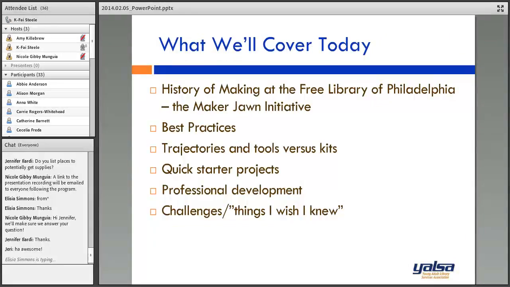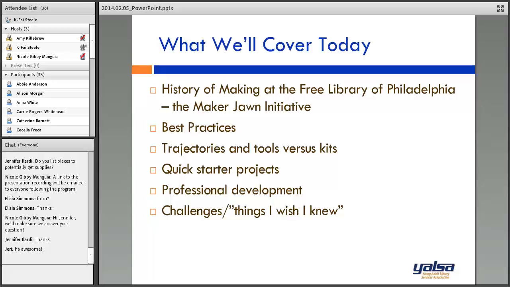What I'm going to cover today is the history of how we built up the Maker programming at the Free Library and our Maker John initiative, some best practices, trajectories and tools versus construction kits, which I'll explain a little later. I'm going to give you some quick starter projects. Many you can find on the Make It at Your Library site. Then some professional development ideas, and I'll close with some challenges and things I wish I knew when I was starting all of this about a year ago.